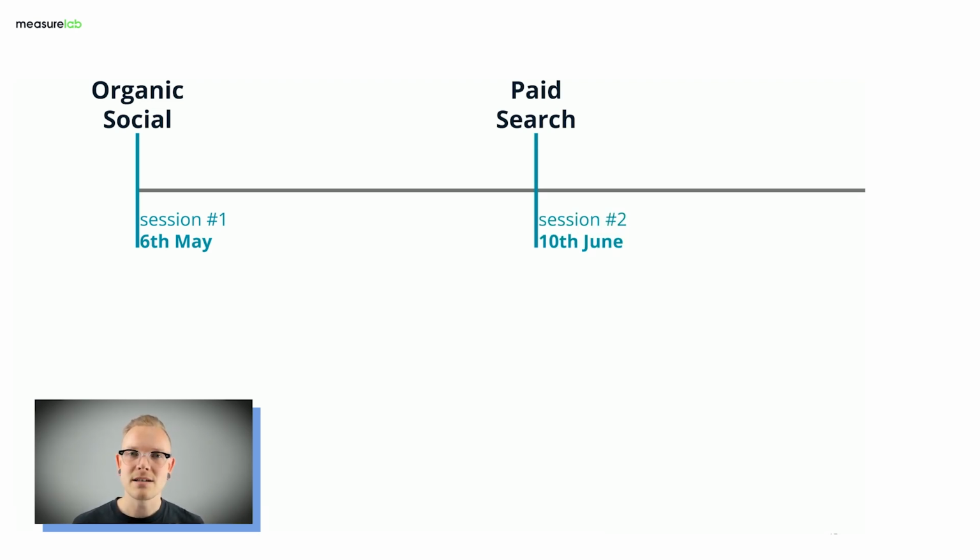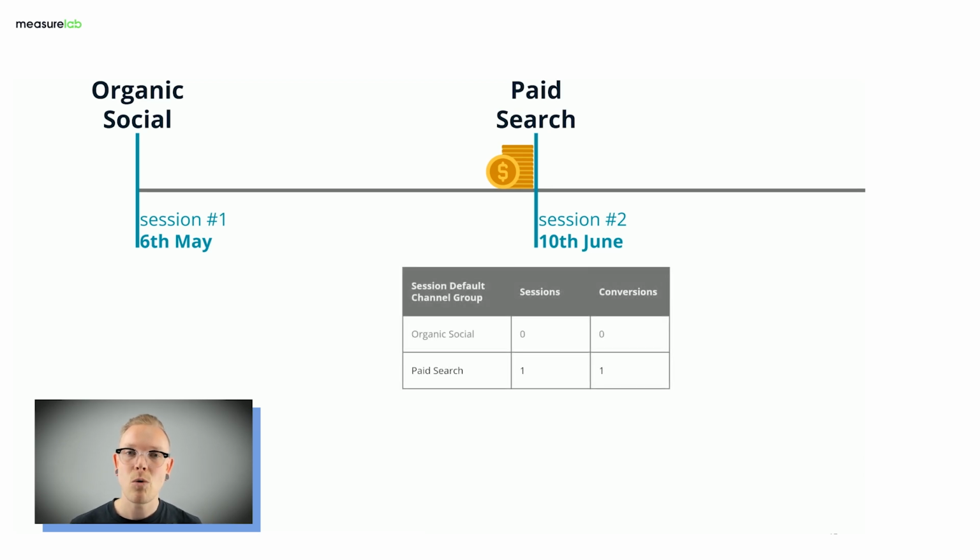And a couple of weeks later, that same user did a Google search and they clicked on one of our paid ad links to revisit the website. And on that session, let's assume they converted or they did something of note. Now, when we look at our traffic acquisition reports, we can say that paid search acquired that session and that session was successful. A conversion occurred.